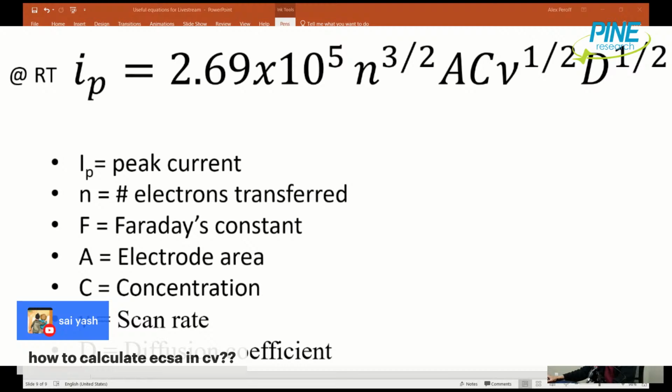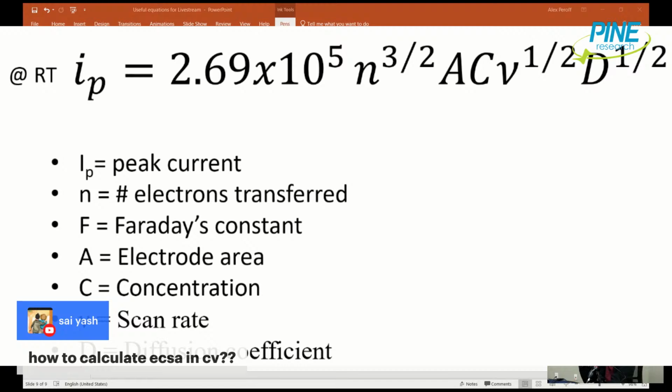We need to know the scan rate, which is relatively straightforward. The concentration should be something that you yourself have determined, because you created the solution. The number of electrons transferred should be known. I should also mention this is the form of the Randles-Sevcik equation at room temperature. And then the diffusion coefficient is typically something that we're trying to look up or determine for ourselves.